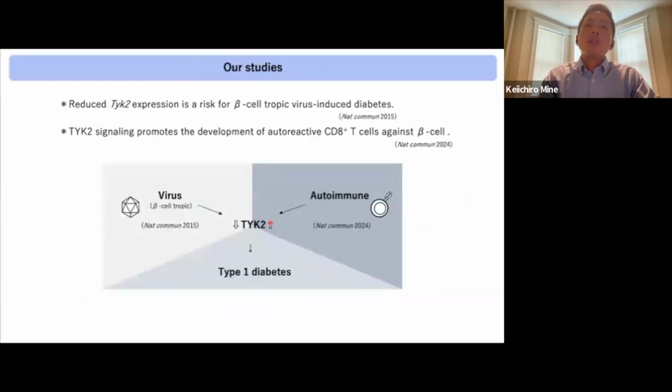We have studied the role of TYK2 in type 1 diabetes using animal models and published two papers. One is on virus-induced diabetes, and the other is on autoimmune diabetes. I'll first introduce the study using the virus-induced diabetes model and then talk about the study using the autoimmune model.